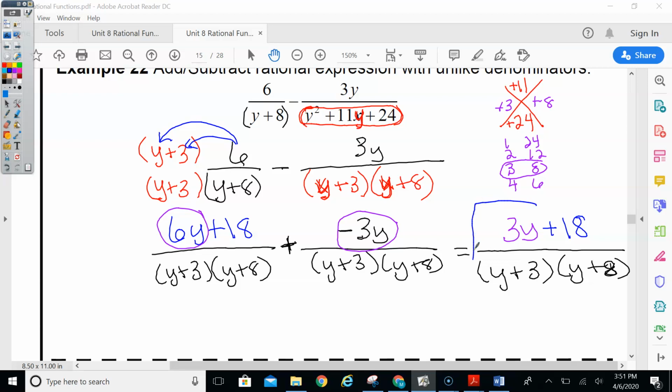Alright, so that's all we have to do for that. That one's a little easier than the previous one, because we just had to multiply one of them. When you have to factor and multiply both, that's when it gets complicated. Alright, last example.